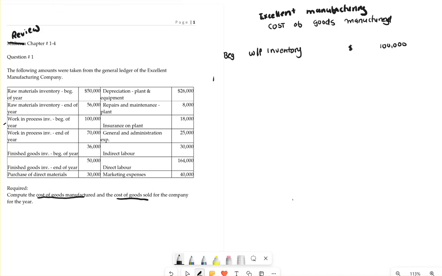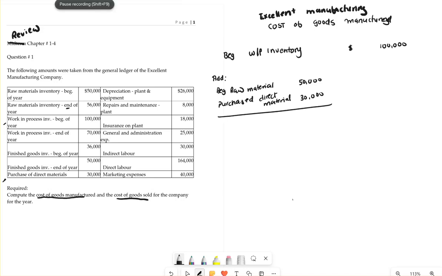Then our first heading is direct material. When you do that, we add the material. We have a beginning raw material, direct material, raw material, same thing. Beginning raw material is 50,000. We purchased some of the material, in this case 30,000. So that's what we have available to use.